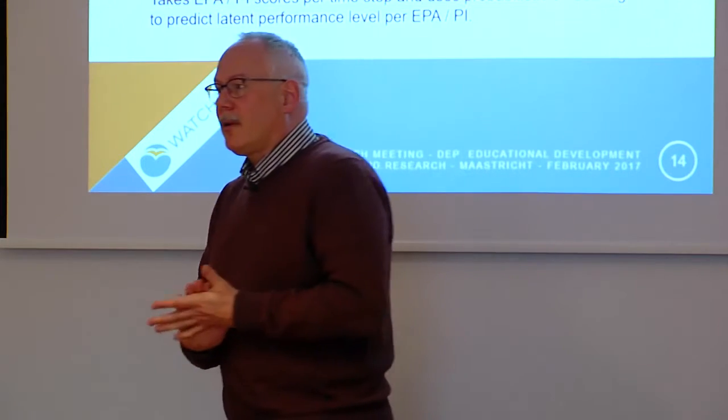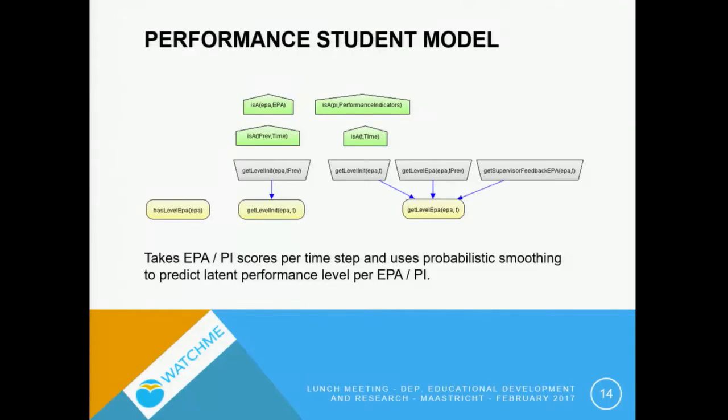Well, I'm not going to explain what all these nodes and arrows mean, because that would take an hour, but what it does, it takes the performance or the scores for each EPA and then compares the score between time steps, performing some type of smoothing using a probabilistic table, and then says, okay, given your previous score and your current score, we think that there is a probability of 0.4 that you have a level of 4 at this moment. Okay, a little bit of insight.